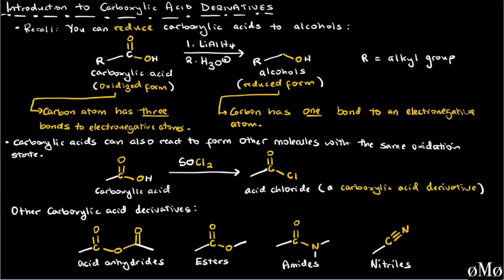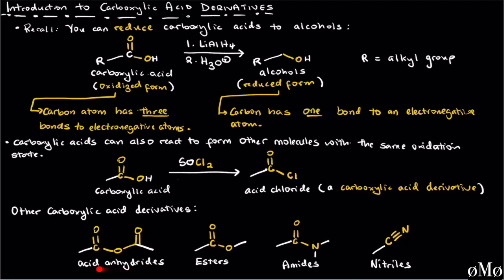So once again, if you just consider the carbonyl carbon that I'm highlighting over here, all of these carbons have 3 bonds to electronegative atoms around that carbon. So note that the same also goes for your nitrile. That nitrile carbon has 3 bonds to nitrogen, which is more electronegative than the carbon. So all of these are considered carboxylic acid derivatives.